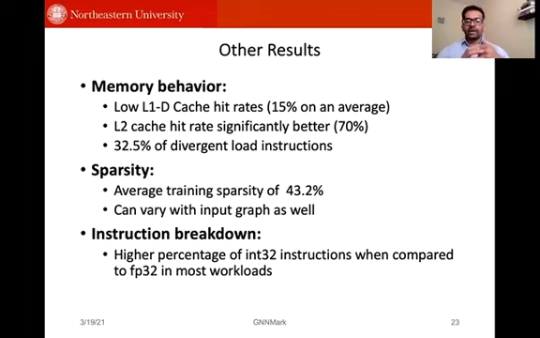Then when it comes to training sparsity, which is the sparsity of the data transferred from CPU to GPU, the average is around 43.2%, and this can also vary with the input graph. Another interesting observation that we had is that we observe a higher percentage of INT32 instructions across many of our workloads when compared to floating point 32. So focusing on the performance of integer instructions is also going to be important.